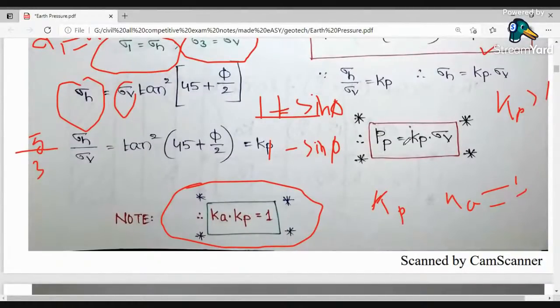And we can also find the passive earth pressure, that is nothing but the multiplication of Kp, the coefficient of passive earth pressure, into the vertical stress sigma v. So we have two formulas, one is Pa, the active earth pressure, and another is Pp, the passive earth pressure. Here the only difference is the coefficient. Here the coefficient is Kp, and in the other case, the active state, the coefficient of pressure is Ka. Okay.